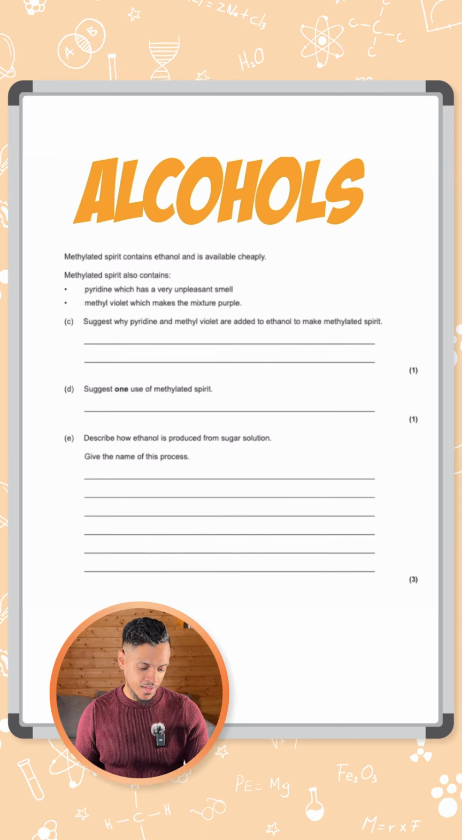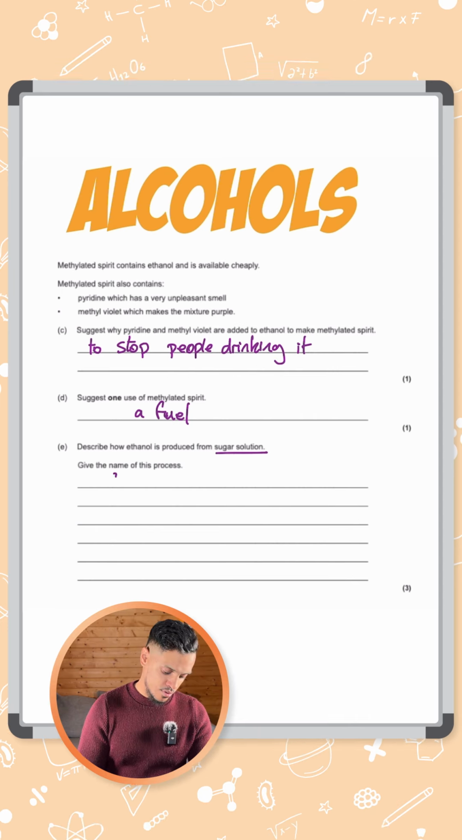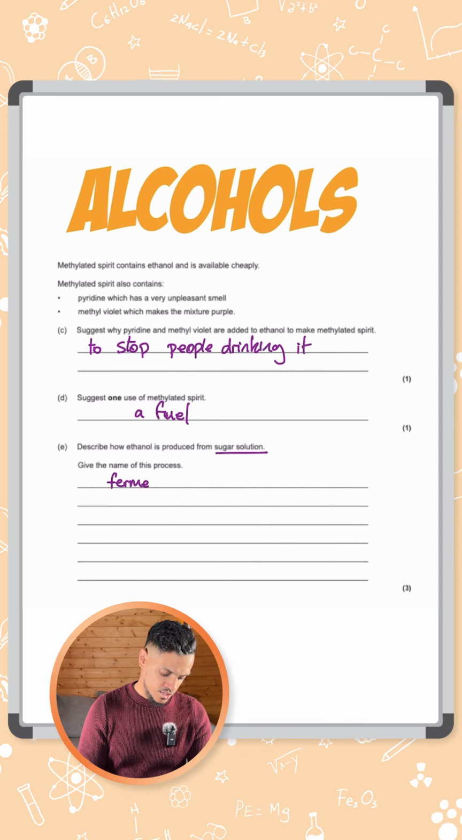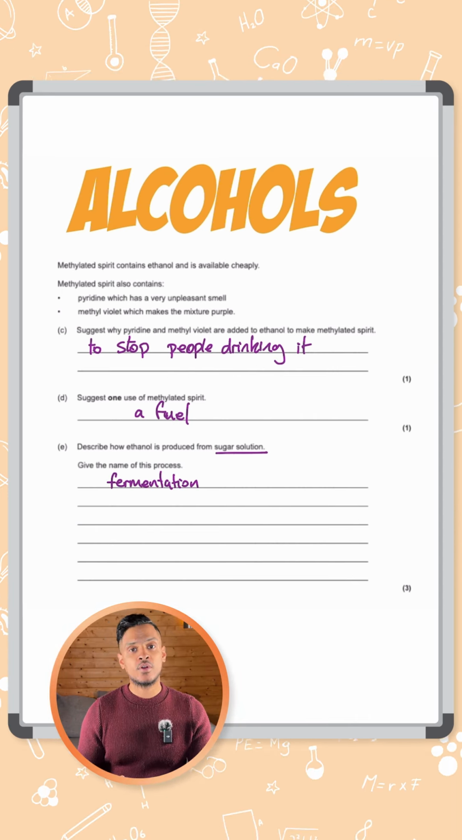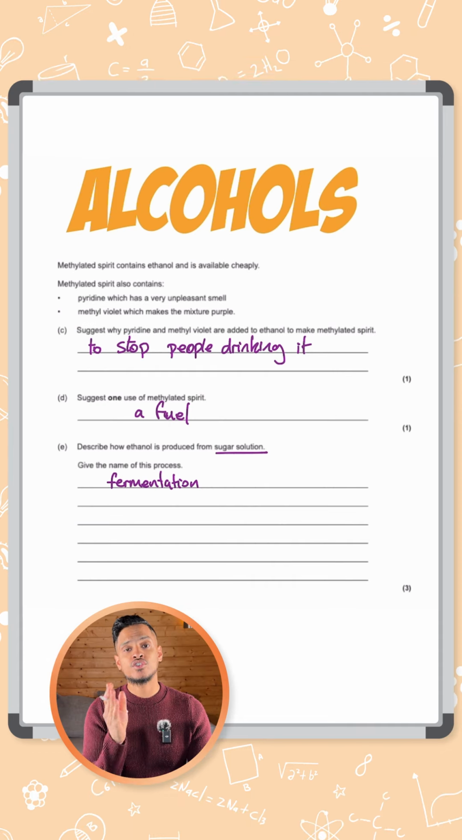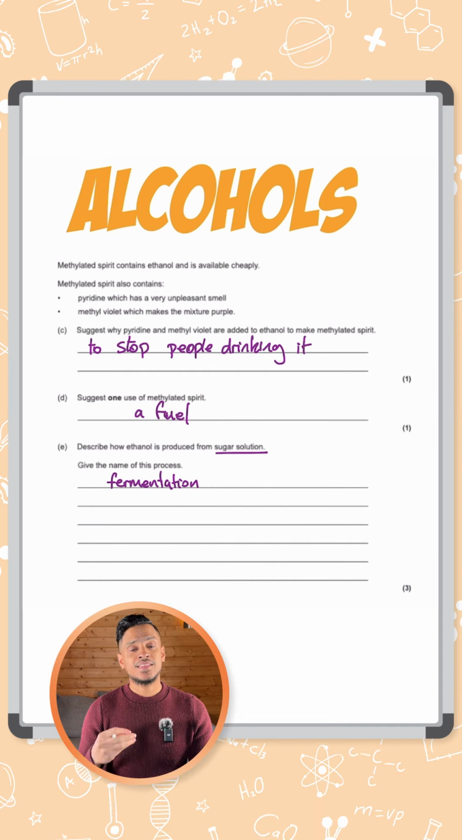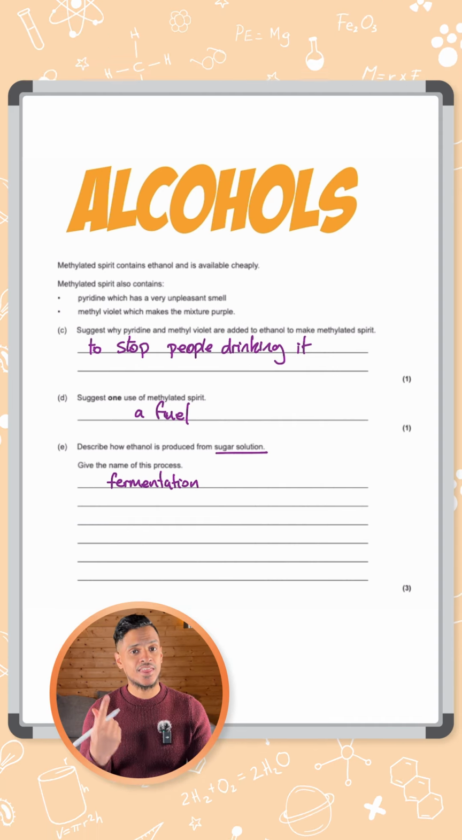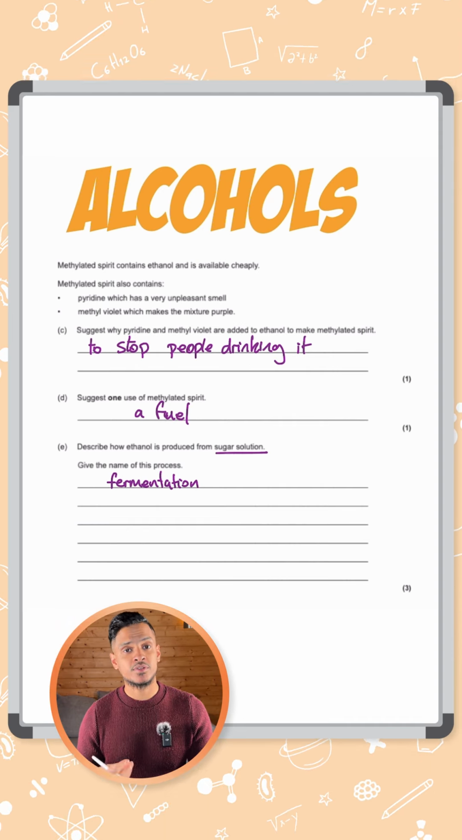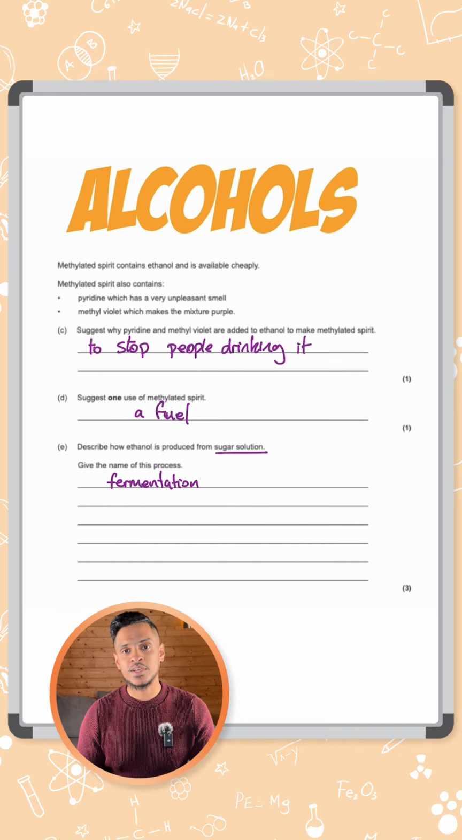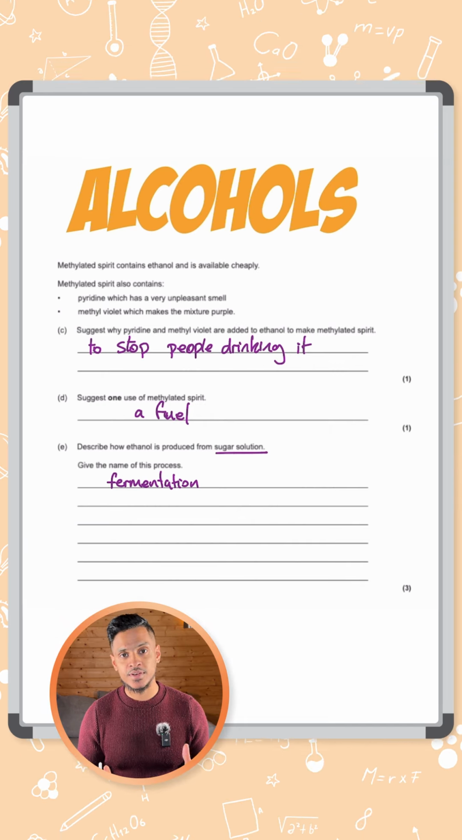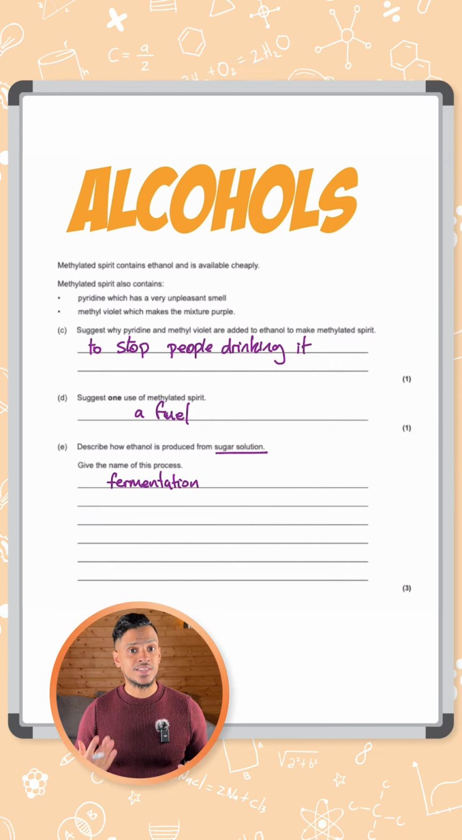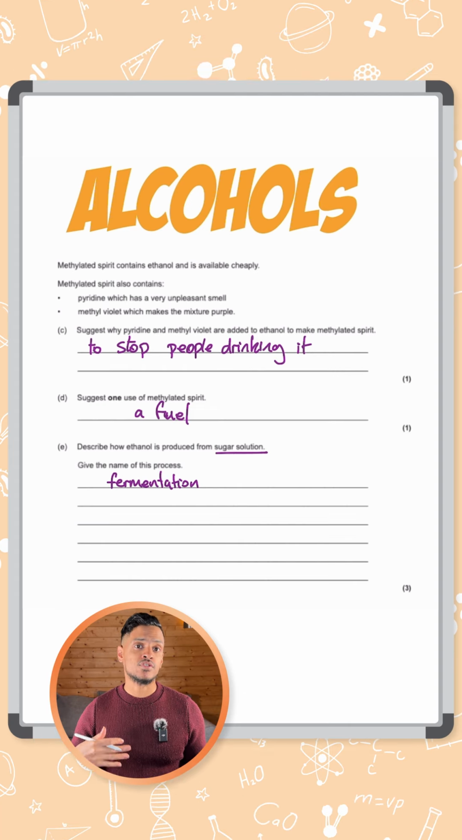And the final part says describe how ethanol is produced from sugar solution, glucose basically, and give the name of this process. This process is called fermentation and is basically caused by the anaerobic respiration of yeast on sugar or glucose. When the yeast respires anaerobically, it releases carbon dioxide and ethanol. In order to make this reaction the most effective, you need a warm temperature, so something around maybe 30 degrees to maximize the growth of the yeast. That means the ethanol will be produced faster.